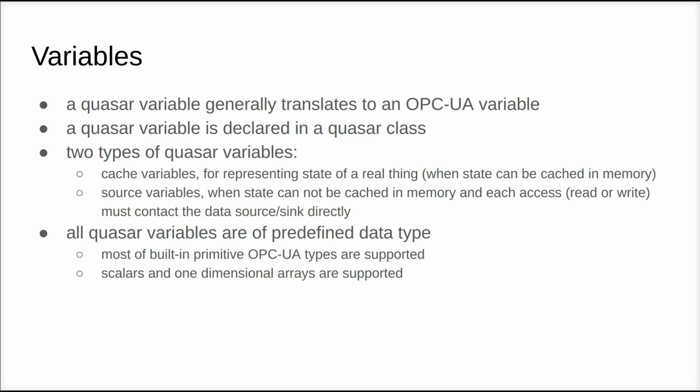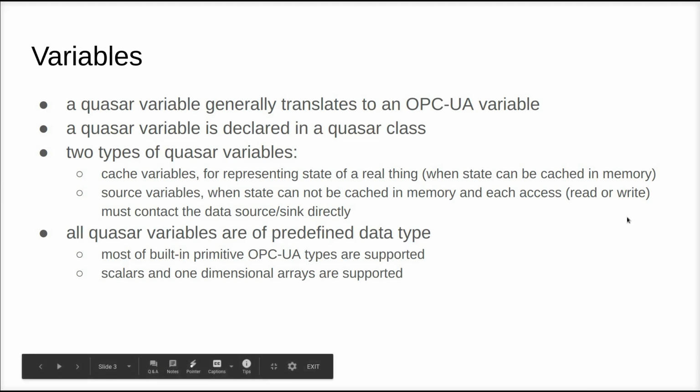Most of the built-in primitive OPC-UA types are supported in Quasar, so that involves floating points, integers, boolean, strings, and stuff like that. There is also a generic type which corresponds to OPC-UA variant, and you can use scalars or one-dimensional arrays. This is what we support in Quasar.